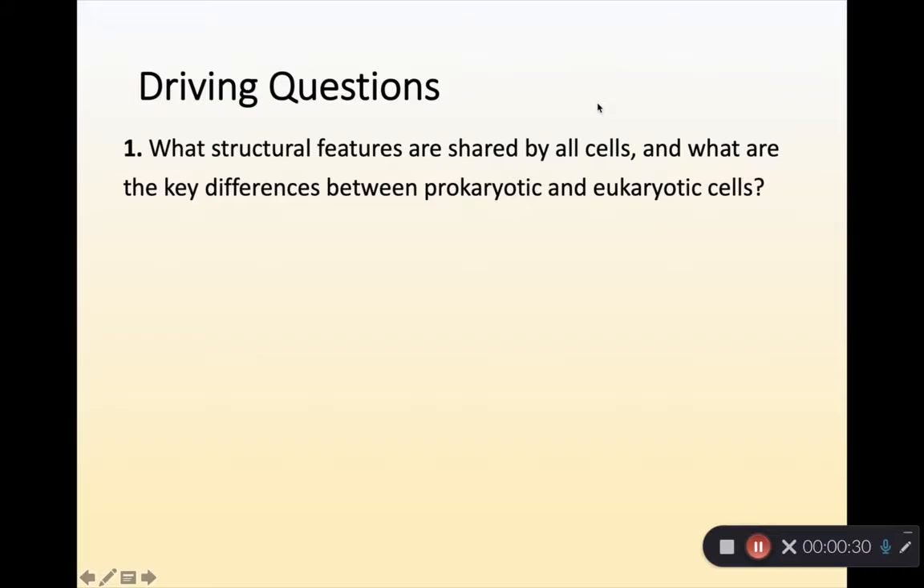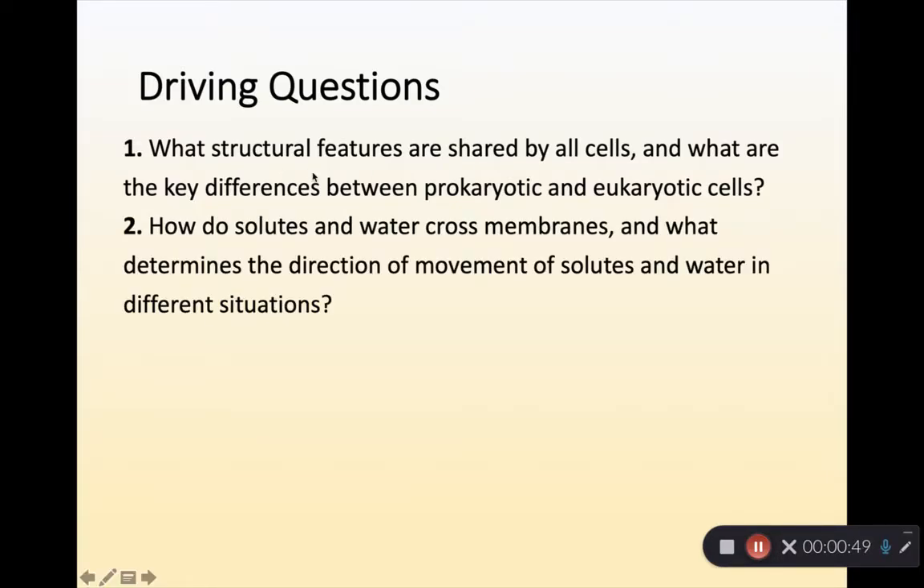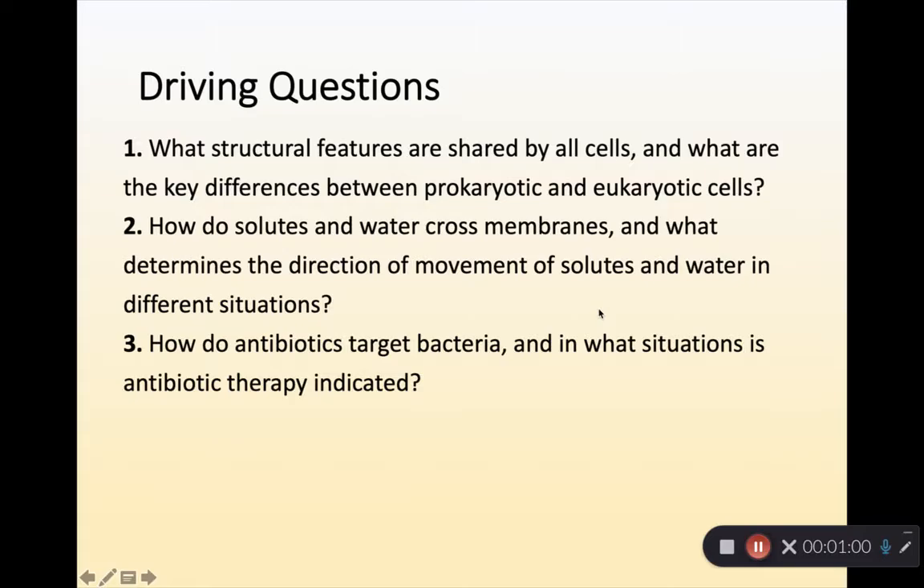So the driving questions for this section are: what structural features are shared by all cells, and what are the differences between prokaryotic and eukaryotic? We've covered some of this before, but it's good to go through it as a refresher, especially now that we're talking more and more about structure. Second, how do solutes and water cross membranes?